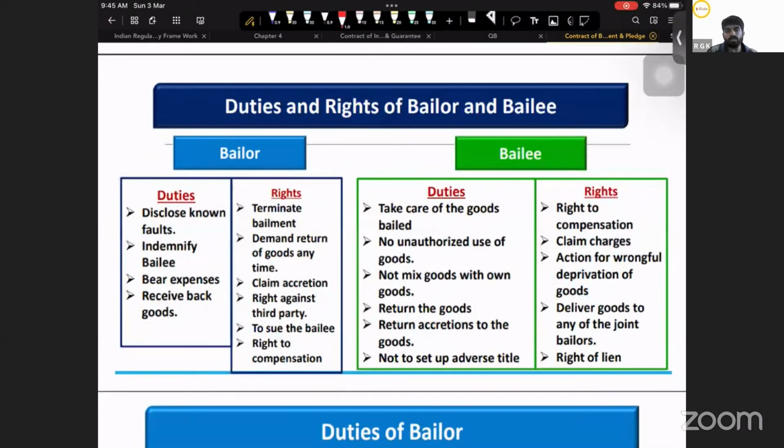Next, what we need to consider is duties and rights of bailer and bailee. What are the duties? What are the rights of bailer and bailee? Bailer means the person who is giving the goods on bailment. Bailee means the person to whom the goods are given on bailment. So duties and rights of bailer and bailee is what we are discussing now. So one by one, let us discuss.